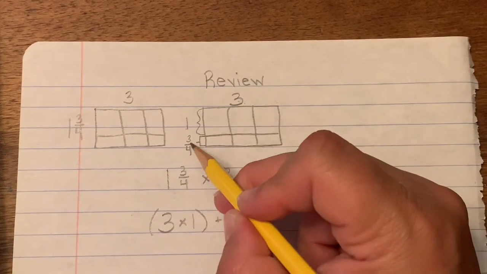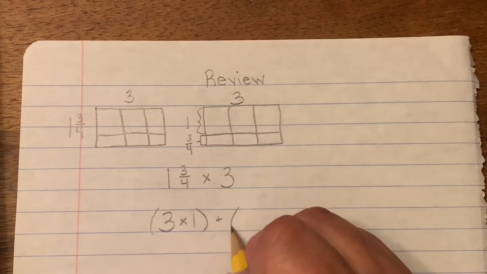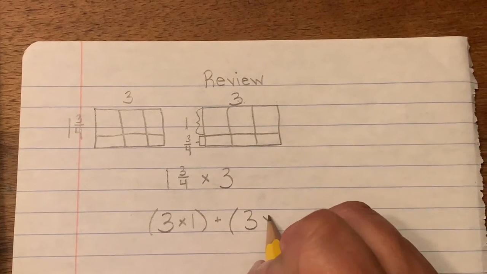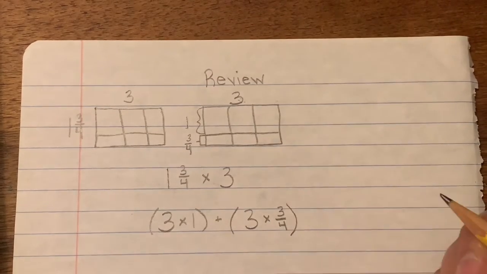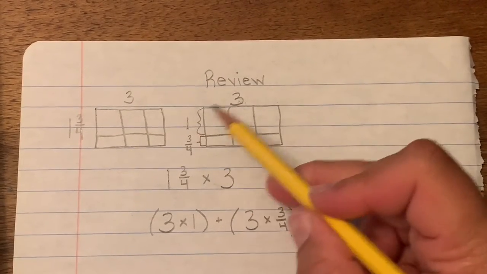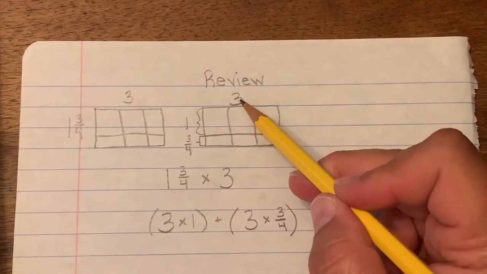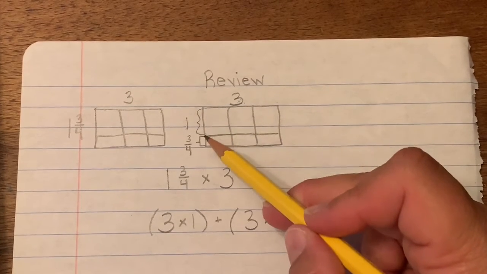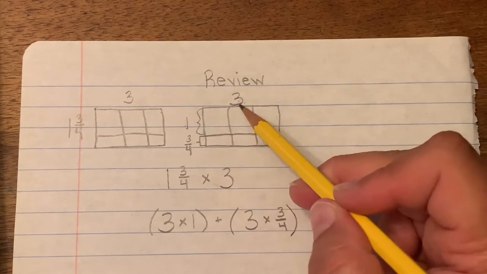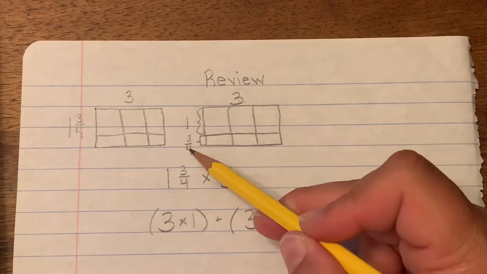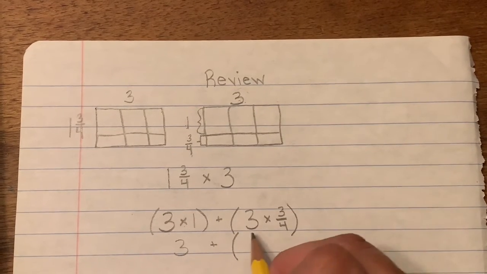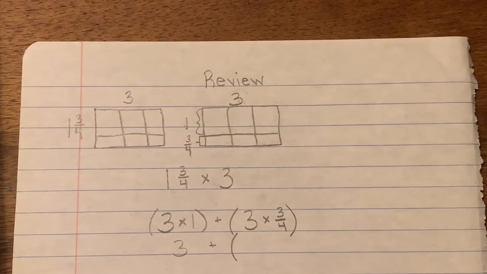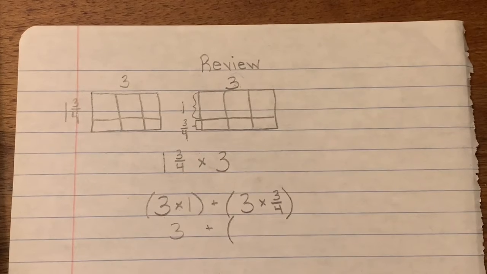and then we were saying 3 times the fraction. So 3 times 3/4. So we had our whole number, and then that takes care of this piece, but we still need to do 3 times the fraction. So 3 times 1 is 3, plus 3 wholes is not just 3.